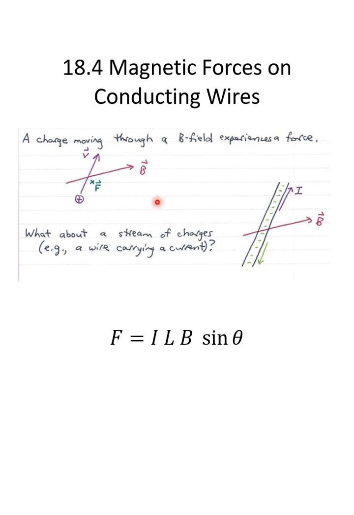Whereas with a single charge, the force was given by that single charge times its speed times the magnetic field times sine theta, here, when we have a collection of charges, the equation is that the force equals the current times the length times the magnetic field times the sine of theta.